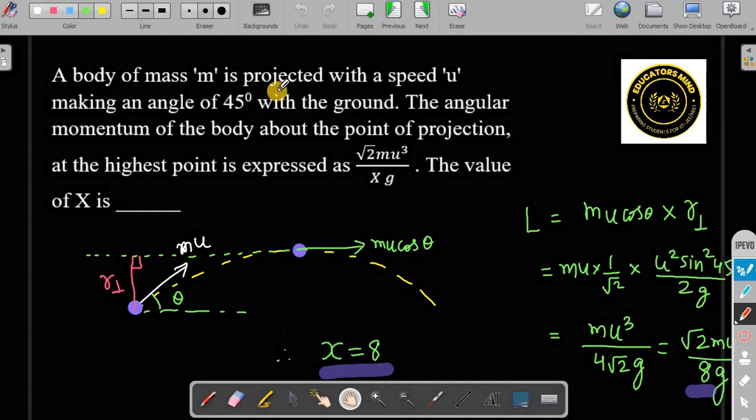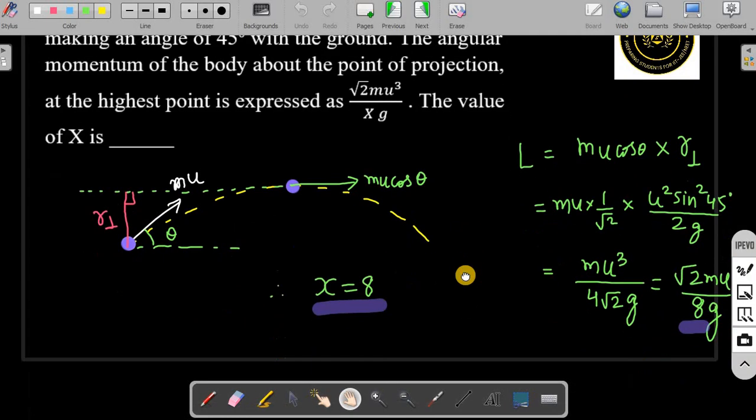A body of mass m is projected with a speed u, making an angle of 45 degrees. Here the angle theta is 45 degrees. It's like a projectile motion. We need the angular momentum of the body about the point of projection at the highest point. So when the body is at the top, what is the angular momentum about the point of projection? This type of thing we have discussed in the theory, so let us just do that.